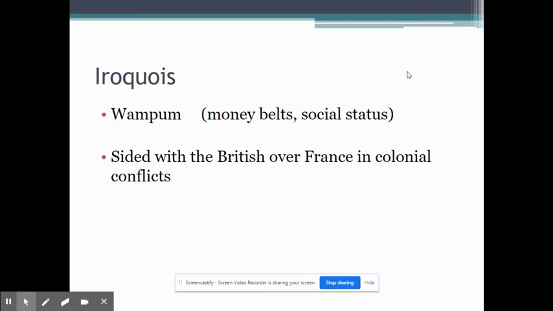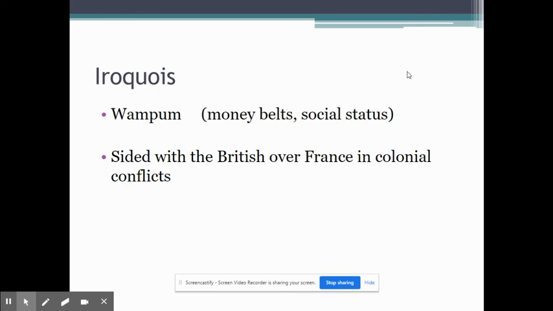And so if word got back that you were acting inappropriately, that was going to come back to get you when mom found out. In some cases, these money belts would be exchanged as a promise for payment, perhaps for food or tools later on. And the belt was used for social status. You were very proud if you belonged to a wealthy or important family, and you proudly displayed your belt so everyone knew who you were.